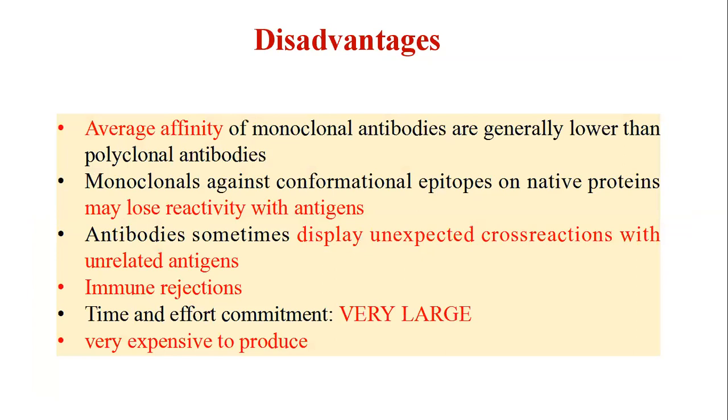Now, what are the disadvantages? Disadvantages are average affinity. Second one is it may lose reactivity with antigen. Then the third one is it may display unexpected cross reactions, meaning some toxicities with unrelated antigen. Then immune rejection, that we can find in transplant rejection. Time and effort commitment is very large, and it is very expensive to produce. So these are the disadvantages of monoclonal antibody.